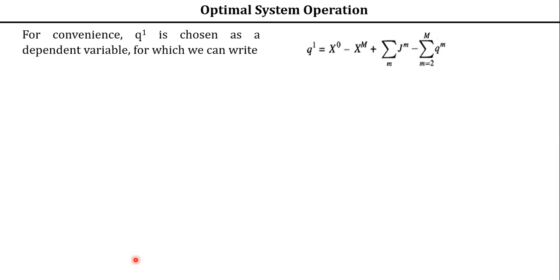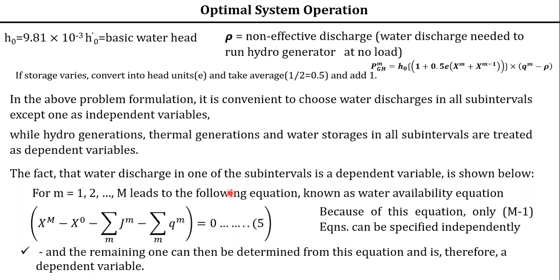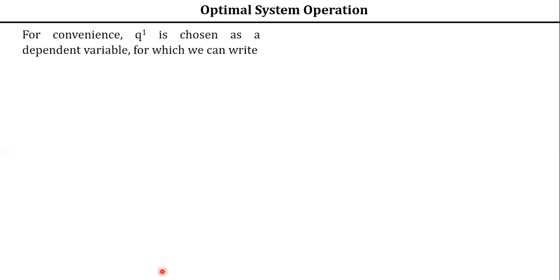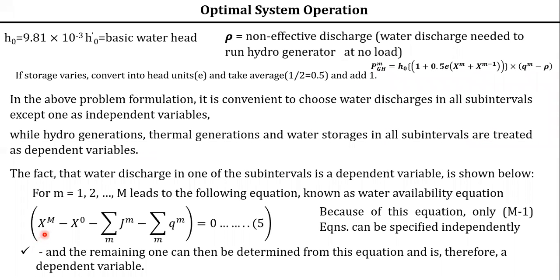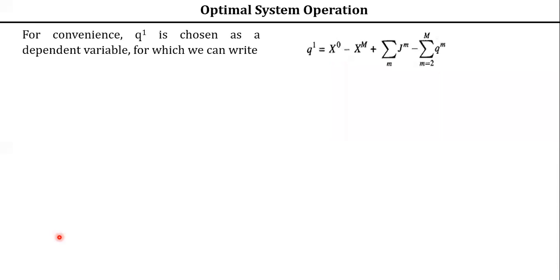Okay, now this I've already explained, you see this one. For convenience, Q1 is chosen as the dependent variable. Out of Q1 to Q6, I said. So out of 6 Q's, I'm taking the first one, that is Q1, as the dependent variable. The remaining are your independent variables. Then for Q1, how are we going to get it using this equation, that is the dependent variable? So for Q1, the discharge is equal to X0 minus XM plus this one. So you can see here from this equation, minus X0, the same equation I am having here. Isn't it? I'm taking it to the RHS.